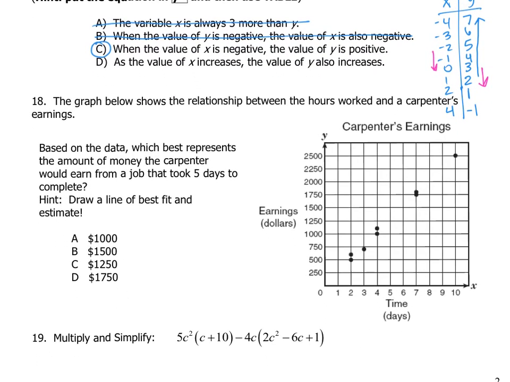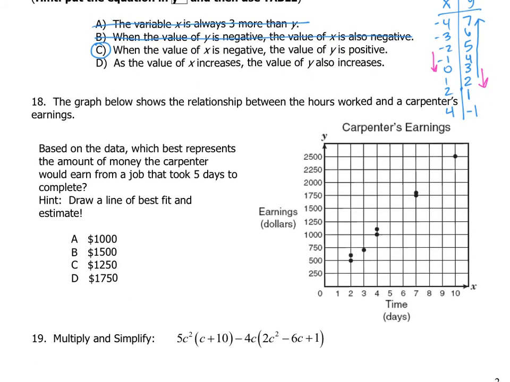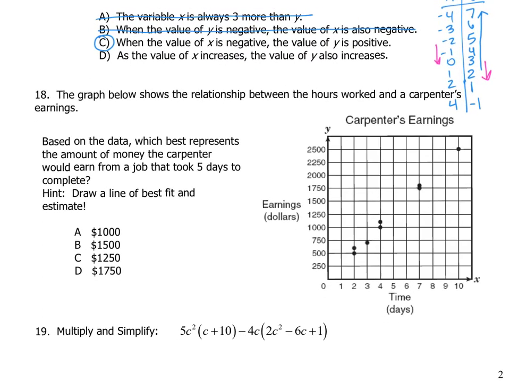On 18, it says the graph shows a relationship between the hours worked and the carpenter's earnings. Based on the data, which best represents the amount of money the carpenter would earn from a job that took 5 days to complete? And your hint here is to draw a line of best fit, and it really does need to be as straight as possible. So you may want to grab a ruler or your calculator cover or something.